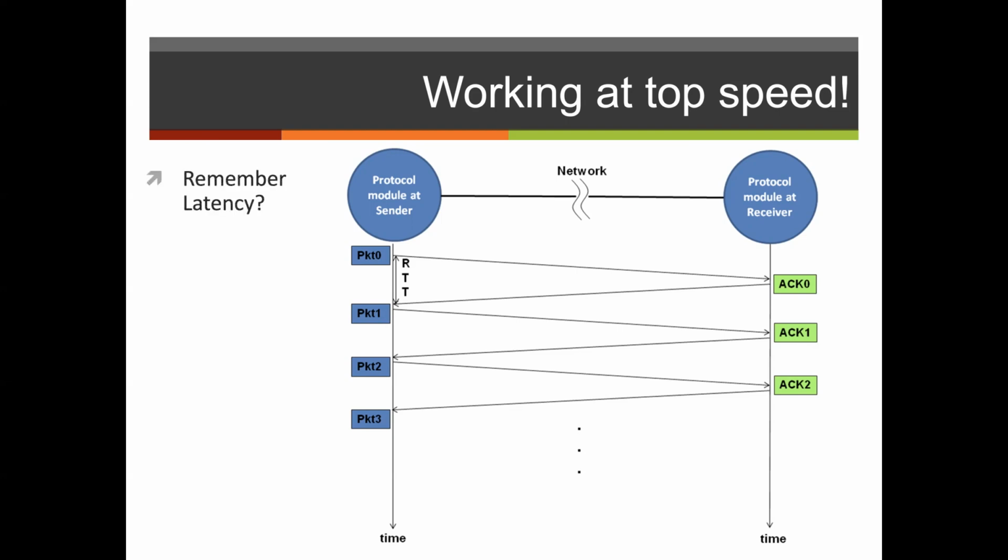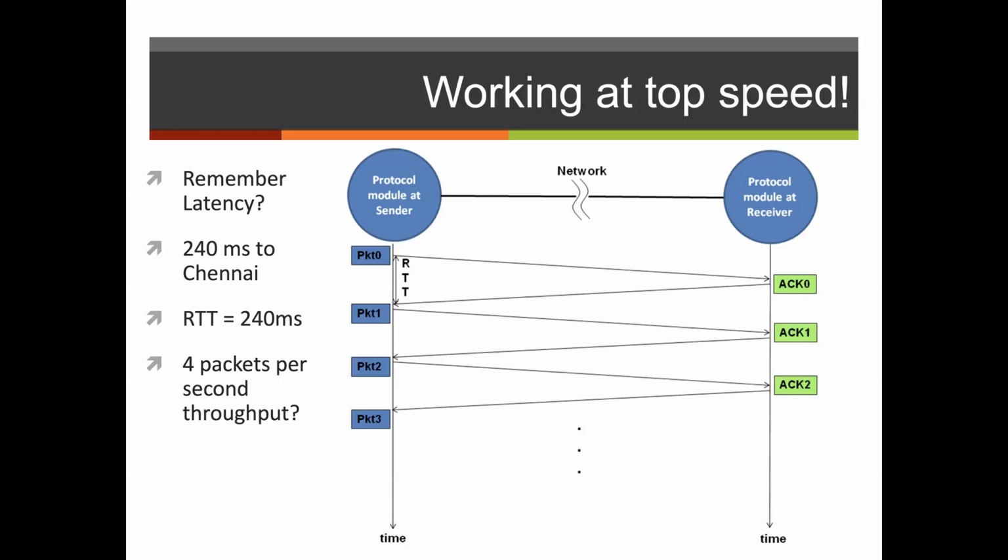And so you want to keep in mind latency. If the latency from source to destination is 240 milliseconds, our round trip is 240 milliseconds. And so we can do 4 packets per second throughput.